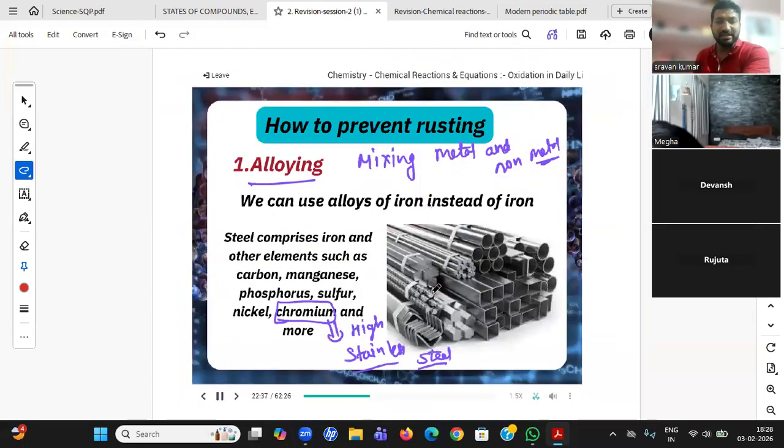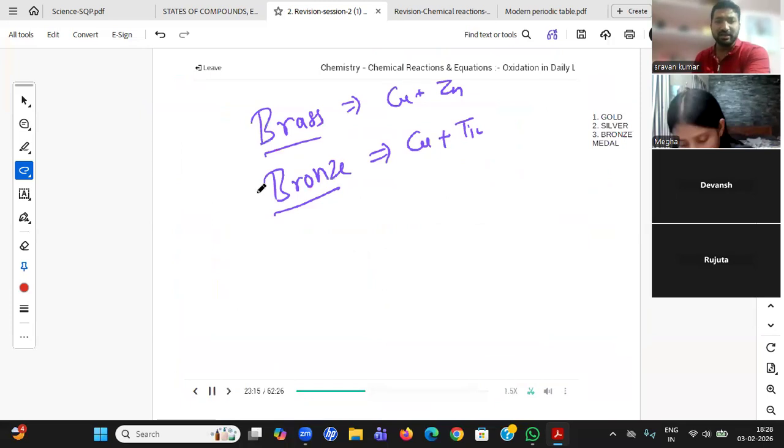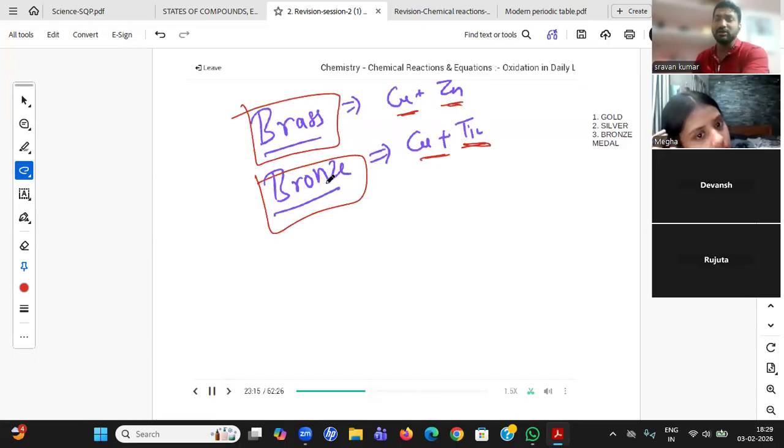Okay, so in that way we can just say mixing metals and non-metals will help avoid rusting. This is the first scenario. Is there any other technique? Yes, pure copper may corrode; there is a chance of corrosion. But if you mix copper with zinc or tin, which we use as bronze medals and brass items, we want to preserve it for more days, for our memories. So definitely, alloys help not to get rusted easily.